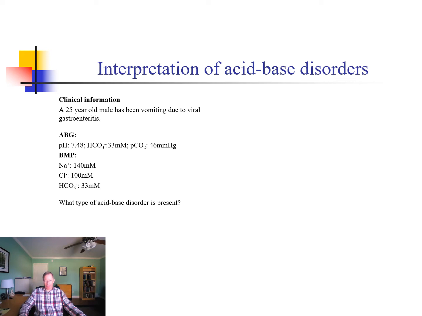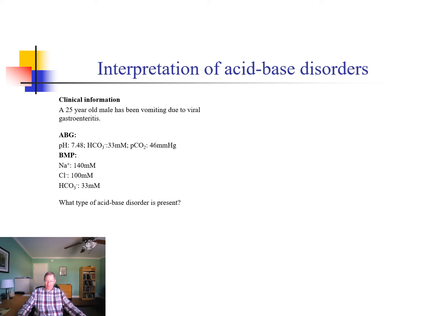So here's the first case. A 25-year-old male has been vomiting due to a viral gastroenteritis. We've all been there. We've all had stomach bugs that cause us to vomit. So in this case, you do an arterial blood gas and you get a pH of 7.48, a bicarbonate of 33 millimolar, a PCO2 of 46 millimeters of mercury, and you do a BMP that shows a sodium, chloride, and bicarbonate with these values. So the first thing that you always determine is what's the acid-base disorder.